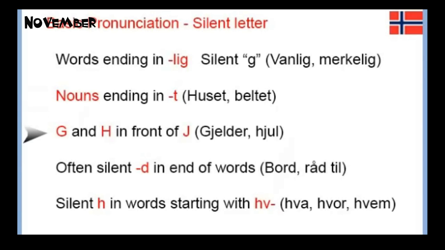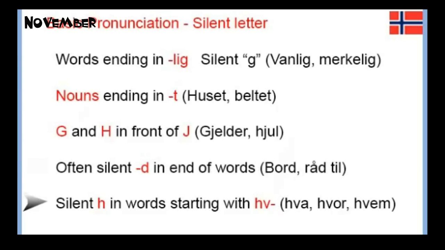We have some silent letters, where it is G and H in front of J: gjallar or jul. Generally this is not causing a problem, but you might be aware of them. The silent D at the end of words tends to cause a bit more problems, because it's not a strict rule, but it is more common than not. So just be aware of the silent D's at the end of words.